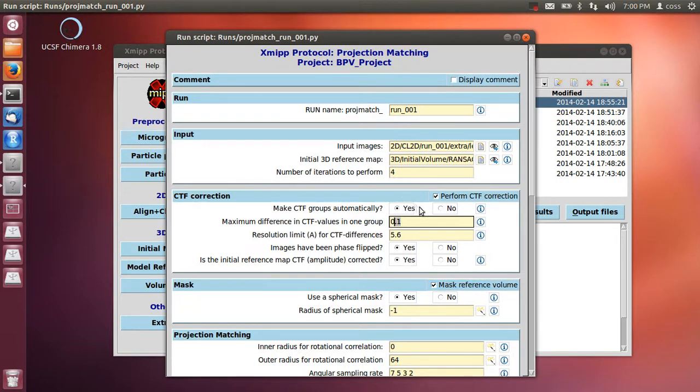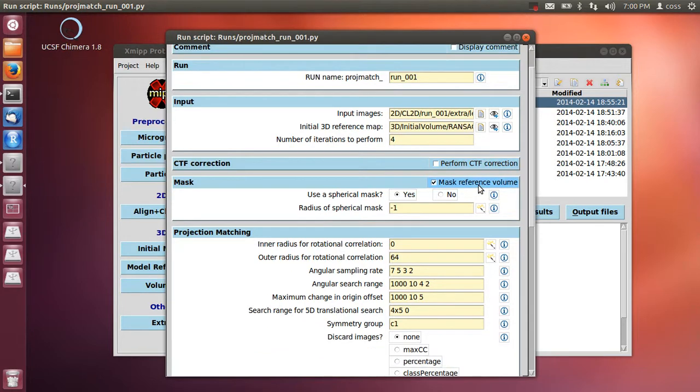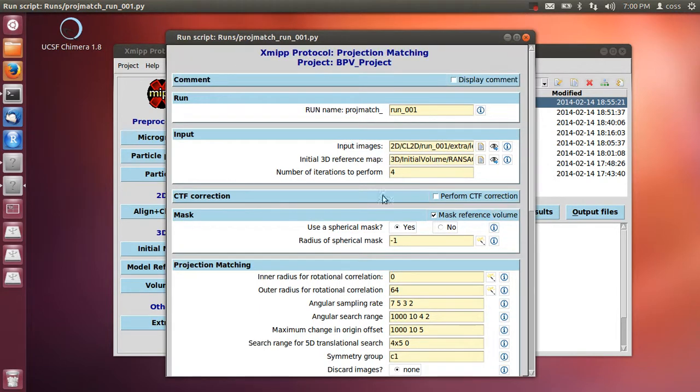And what we do here is a Wiener filter correction in 3D. Okay, so since we lost a lot of information when we extracted, because we were doing a downsampling by a factor 5, we will not do the CTF correction. And then you may mask your reference volume from one iteration to the next. So what we'll do, this projection matching is an iterative algorithm.